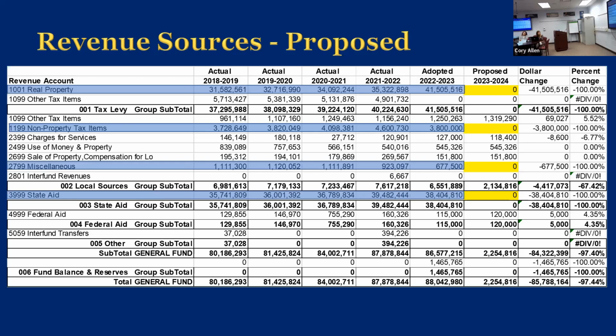The other areas, so the 1099, the other tax items, that's the pilots. That number is for the most part set as of right now. The charges for service, the use of money, the other items on there are relatively small in nature. We're going to take a look at more of the larger aspects of the aid.